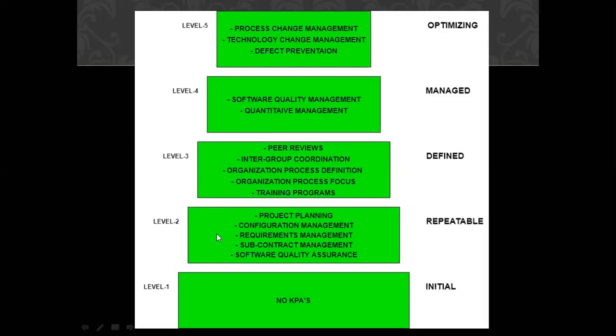The next one is organization process definition. The main focus here is on the development and maintenance of the standard development process. Some standards are there that the organization has to follow. So on the basis of those standards, the development and maintenance of the processes should be there. You can also relate it to there being some vision and mission statement for the organization. They have to follow it and work accordingly.